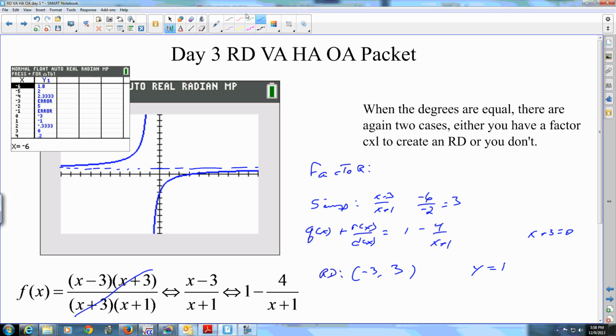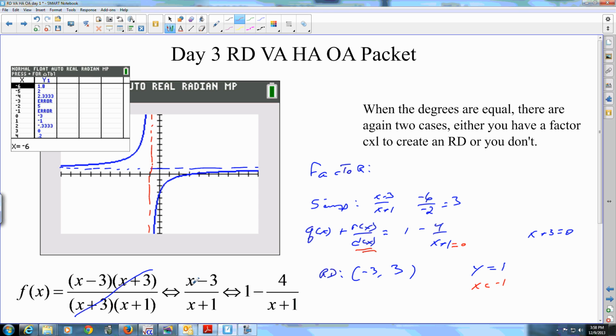Your vertical asymptote is still from your d of x. Set that equal to 0, and you get a vertical asymptote at x equals -1. And there it is right there, your vertical asymptote at -1.